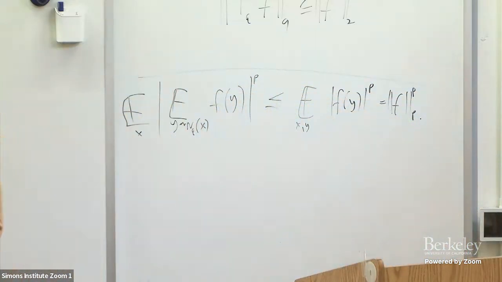But this is true for every norm. The only thing that was important is that this random walk sends the uniform distribution into the uniform distribution. Otherwise, it works for every stationary random walk.